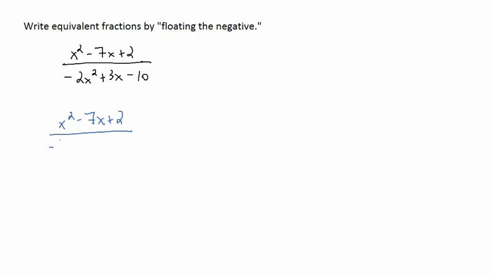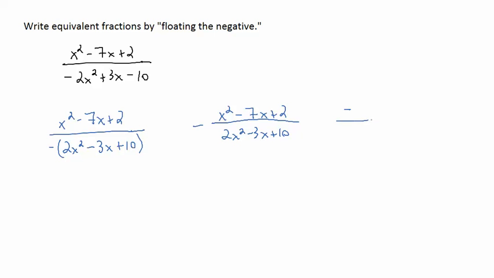Factor a negative out of the bottom, or negative 1, same thing, and that leaves a positive 2x squared minus 3x plus 10. And now what you've done is you've extracted the negative from the entire bottom, and now you can float it. Again, we typically don't like the negative on the bottom, so let's move it. We can float it to the front of the entire fraction, so we get a negative fraction. We can float it to the top. Remember to apply it to the entire numerator, so I'd have to put it all in parentheses.